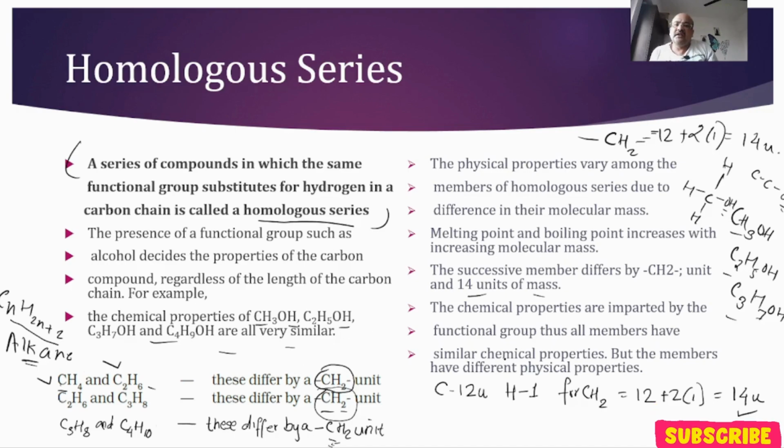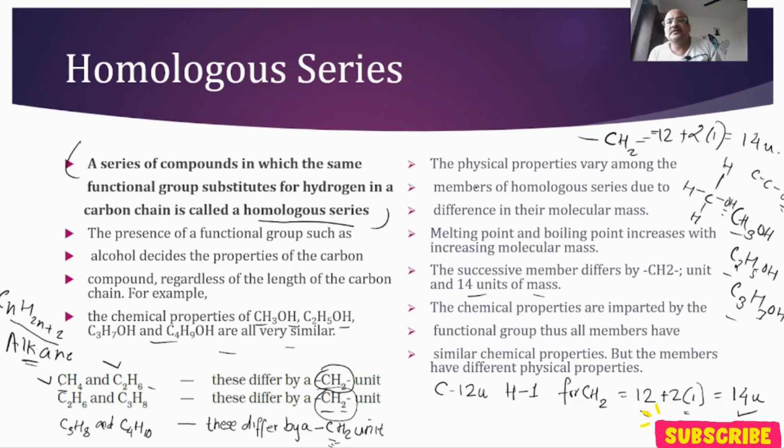Also, you have seen the molecular mass of CH2 we have taken out, right? Molecular mass of CH2, how much is it? Carbon is 12 and hydrogen is 2 into 1. So that comes as 14 atomic mass unit, right? So what we see is that this CH2 unit remains constant and the molecular mass therefore also remains 14 atomic mass unit, right?